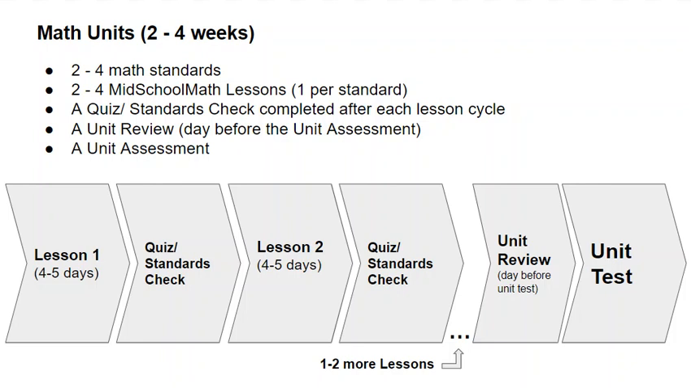So the diagram here shows you sort of what a unit would look like. Starting with lesson 1, which will take 4 to 5 days, and then we'll do a standards check or a quiz after that. We'll do the second lesson cycle that'll take 4 to 5 days, another standards check or quiz. Afterwards, we might need to do 1 or 2 more lessons and it'll follow the same pattern. And then at the end, we'll do a unit review and then we'll do a unit test.